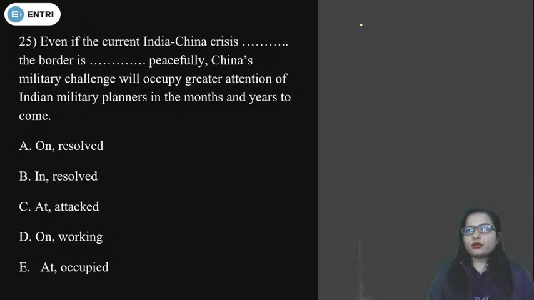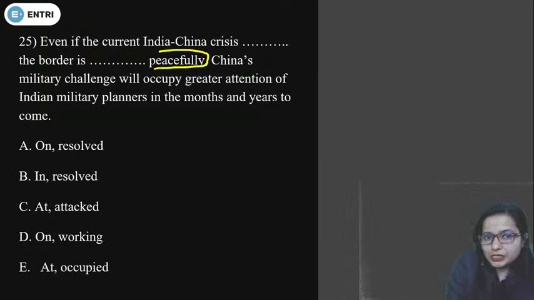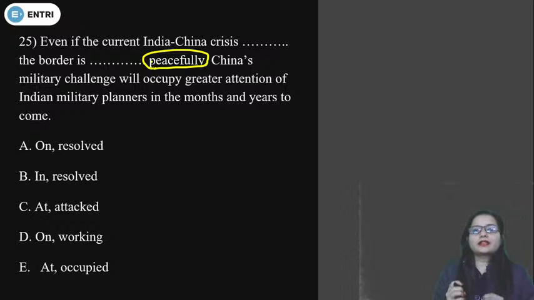Okay, Sai, you have to understand the context of this question. Please try to understand the context, what the sentence wants to clarify or present to us. Ganesh is saying C. Okay, even if the current India-China crisis, you can take the hint from this word peacefully. You can get the hint from there.